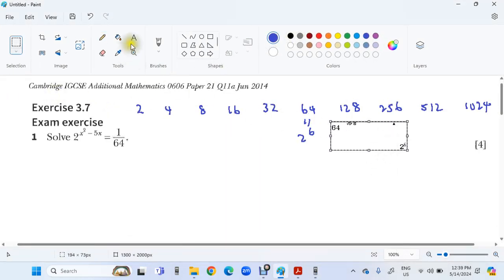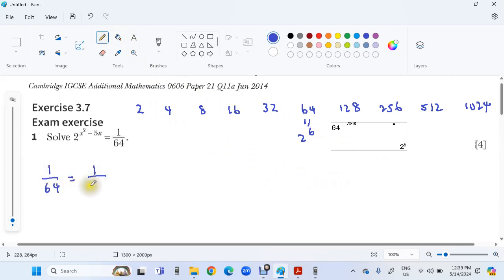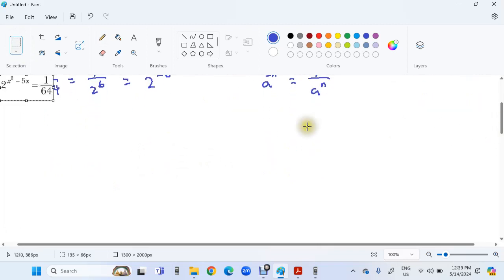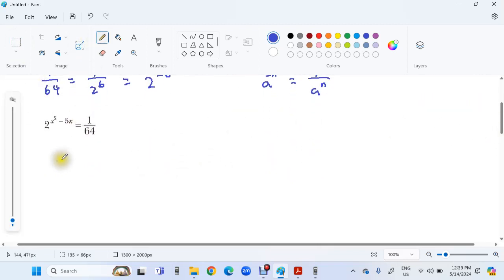So the 1 over 64, we know that 1 over 64 is 1 over 2 power 6. And this is 2 power negative 6, because a to the power of negative n is 1 over a to the power n. So 1 over 2 to the power 6 will be 2 power negative 6. Then the question becomes 2 power x squared minus 5x equal to 2 power of negative 6. So we have x squared minus 5x equal to negative 6.